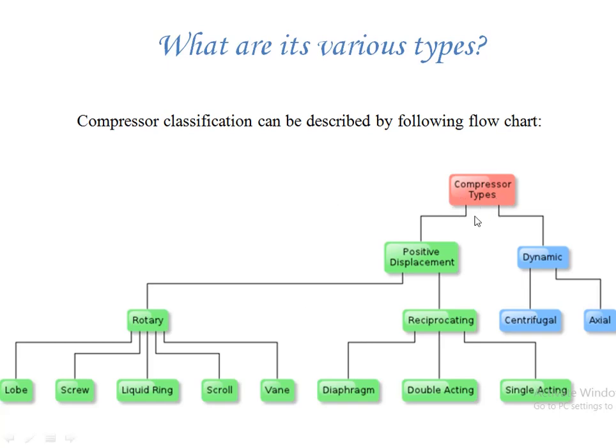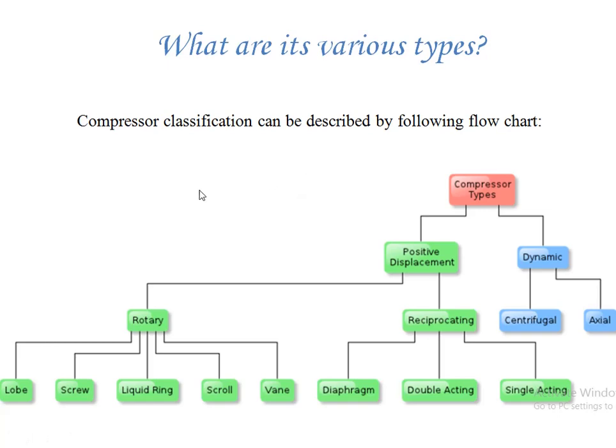To begin with, compressors are basically divided into two types: positive displacement and dynamic. Under positive displacement, there are two categories again: rotary and reciprocating. Under rotary, there are different types of compressors: lobe, screw, liquid ring, scroll, vane. Under the reciprocating compressors, there are three types: diaphragm, double acting, and single acting compressors. If you look at the rotary dynamic compressors, there are two types. One is the centrifugal compressor, the second one is the axial compressor. So this is a broad classification of compressors.